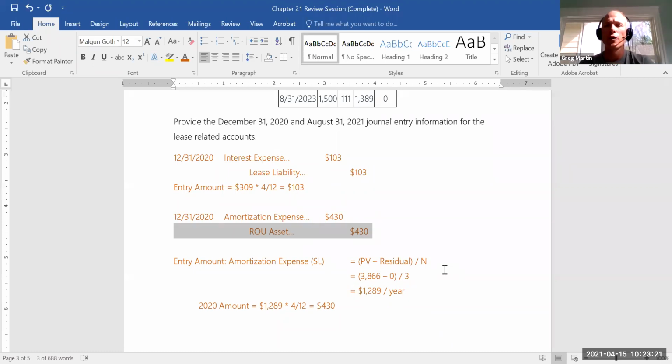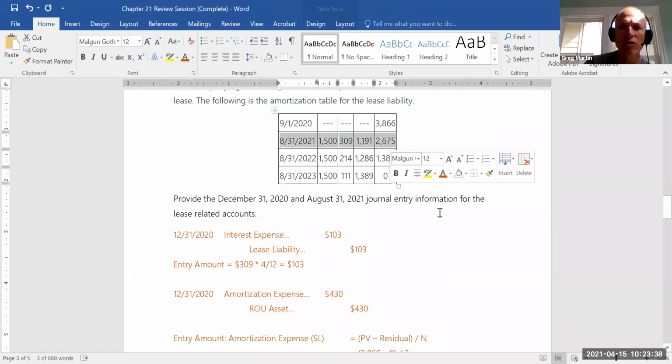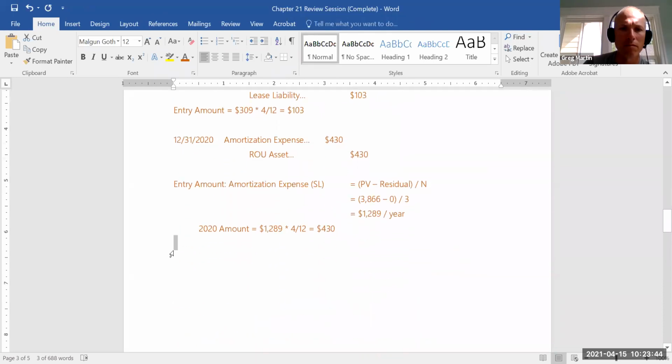All right, so again, for a finance lease, those are the two journal entries we have to be aware of at the fiscal year end: accruing interest and amortizing the right of use asset. And then during the year, really the only thing we have to worry about is any payments. In this case, of course, there are payments. There's a payment on 8/31/2021, and we need to provide that entry for August 31st, 2021.